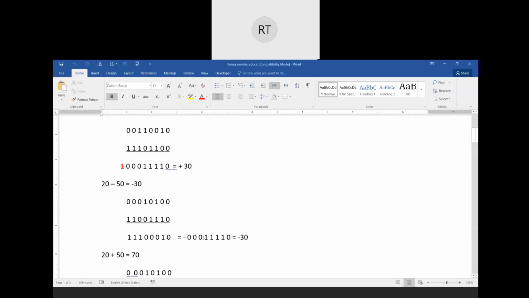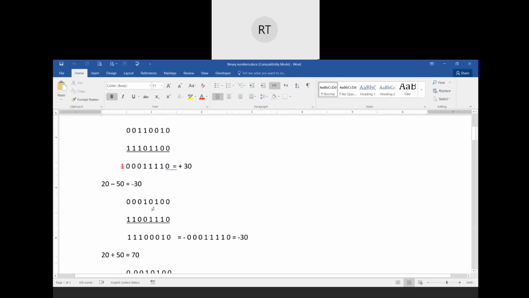Now I will do 20 minus 50. 20 is a smaller number than 50, but again, be careful that I am doing the 2's complement and I'm always adding. So this is going to be 20 plus minus 50. This is the 20 in binary representation, and this is the minus 50. How do I represent the minus 50? I write the 50 in binary, and then I keep going until I reach the first one, and then I complement the rest. Now I do the addition.